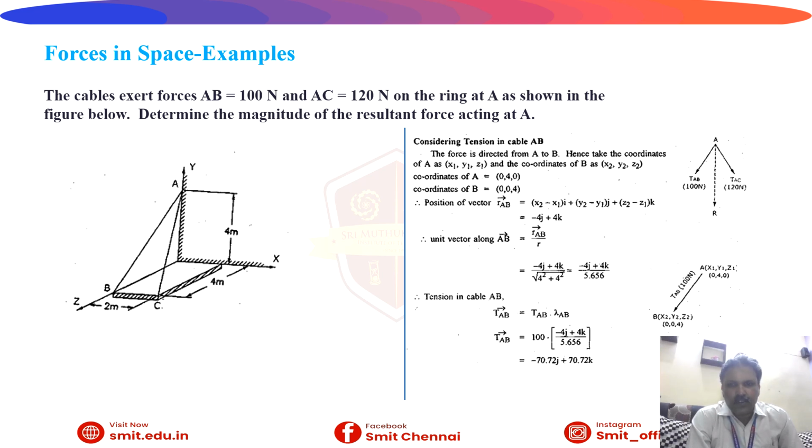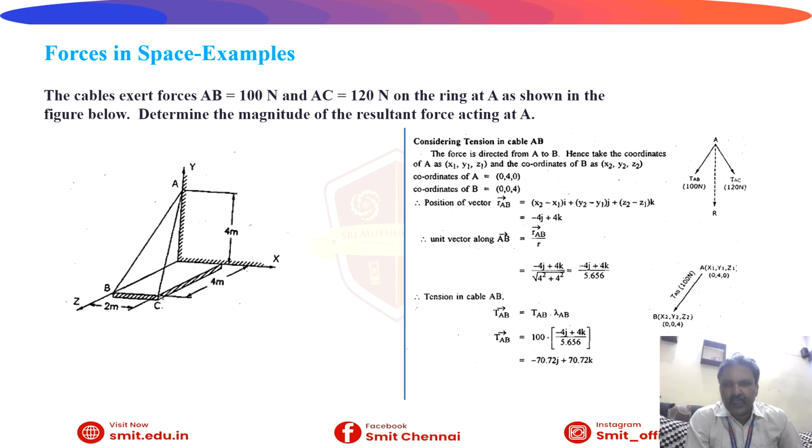The cable exerts forces AB equal to 100 Newton and AC equal to 120 Newton on the ring at A as shown in the figure below. Determine the magnitude of the resultant force acting at C. Now we can see A, B, C are attached to one point. In the right hand side of the video we can see, considering tension in the cable AB, force is directed from A to B.